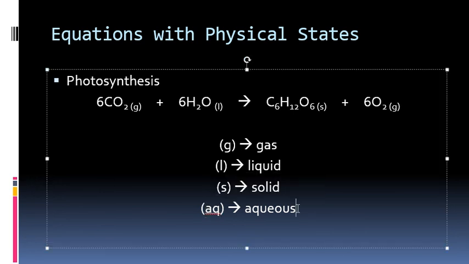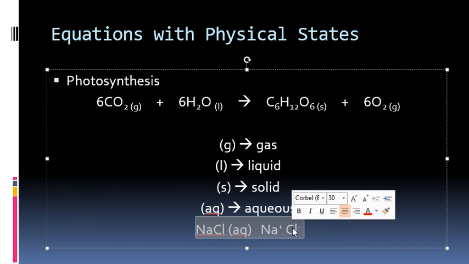And essentially what that would mean is that, say you had sodium chloride, aqueous, that essentially means that you have sodium cations and chloride anions that are together. So if you see an aqueous compound, aqueous just means that that molecule is in its individual ions as opposed to a single compound.